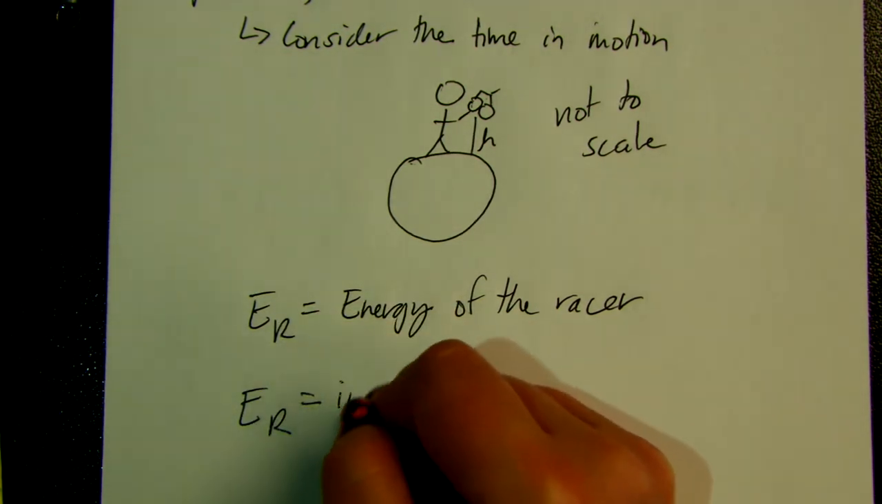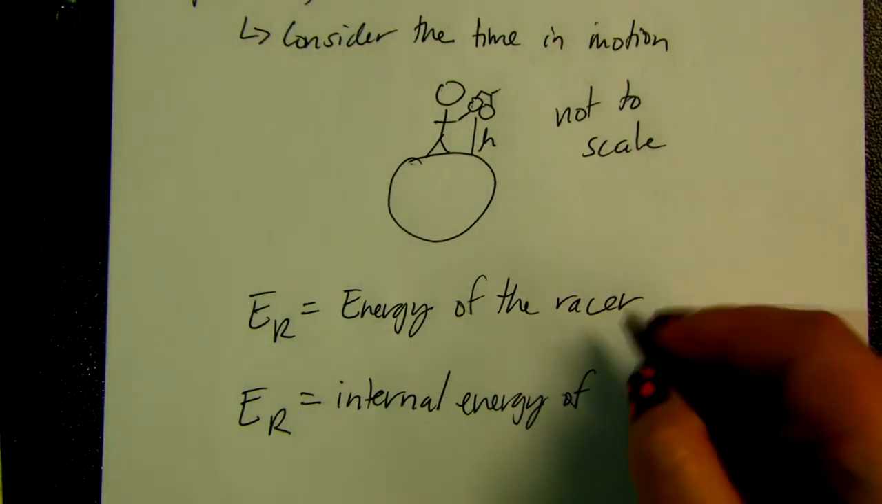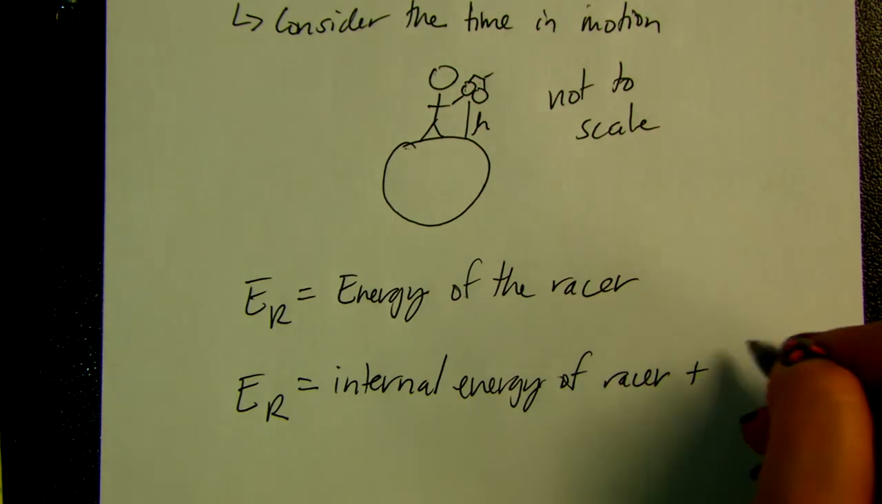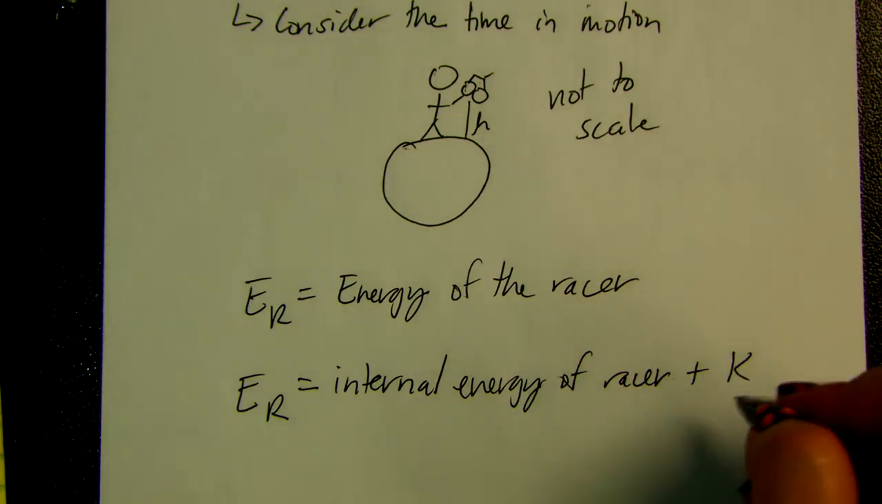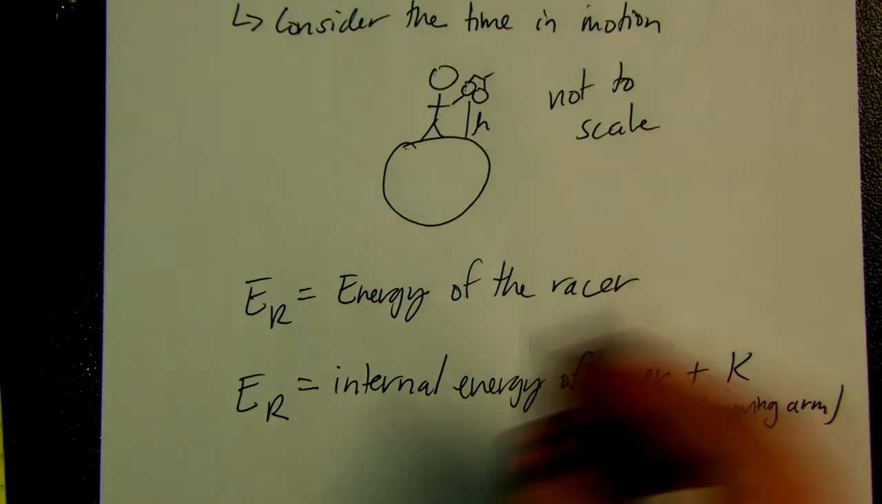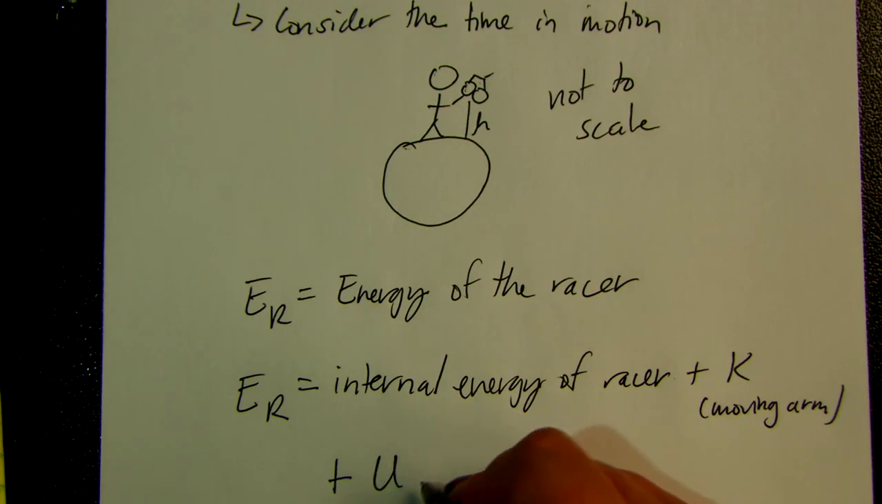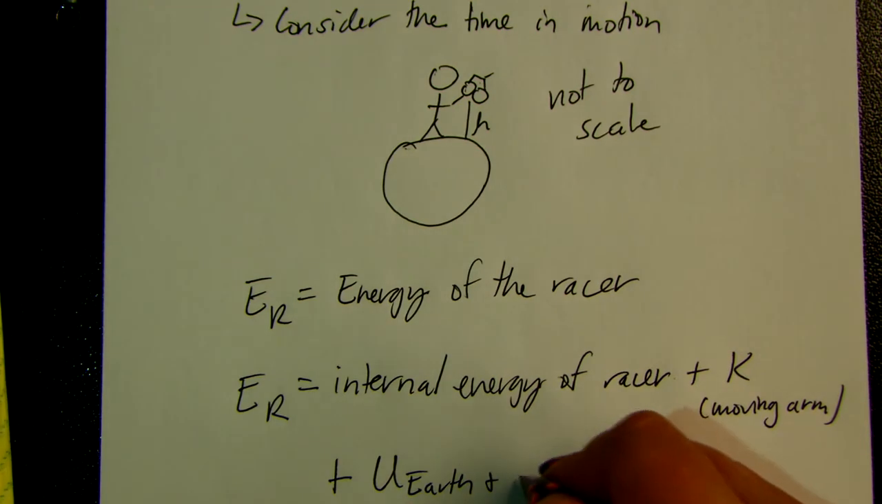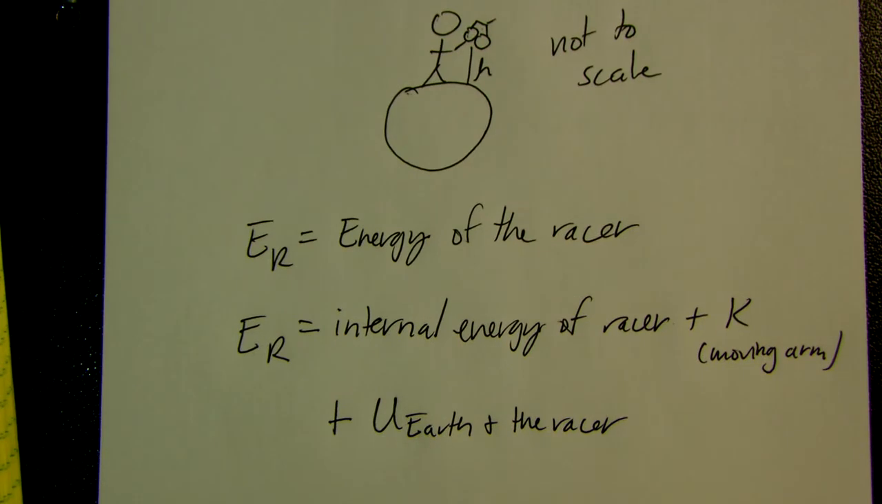It includes internal energy of the racer, plus kinetic energy, which is coming from moving the arm, plus gravitational potential energy between the Earth and the racer. All right, so her energy is all of these things.